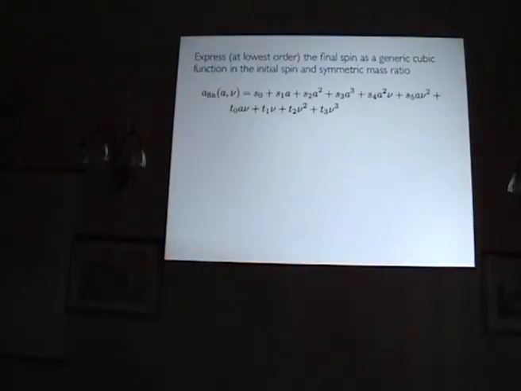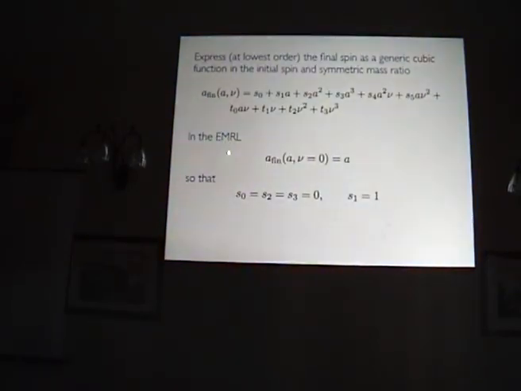Okay, now I see that in order to get something more accurate, I need to use a cubic dependence. I have two parameters, a and nu, and I do a third-order polynomial. And you see I have all of these coefficients because I have mixed terms like a squared nu or a nu squared and so on.